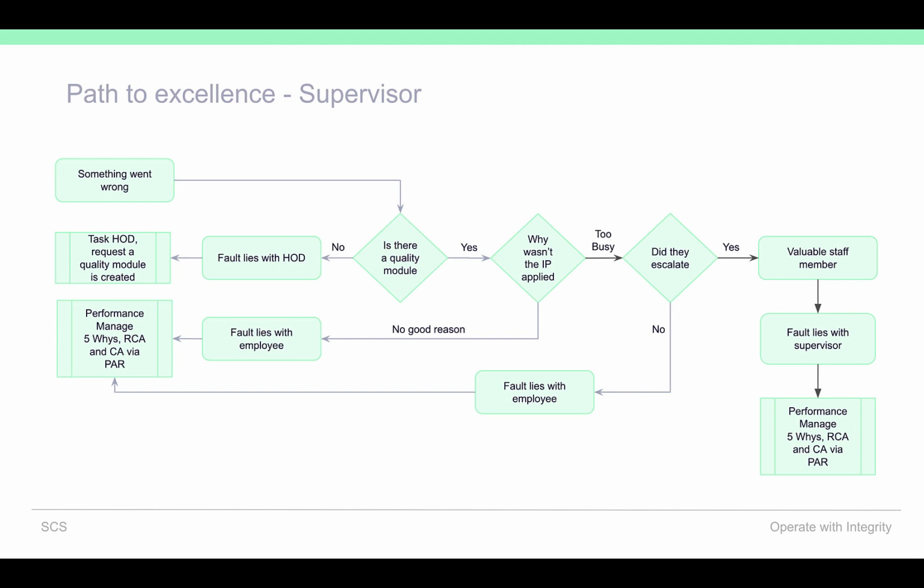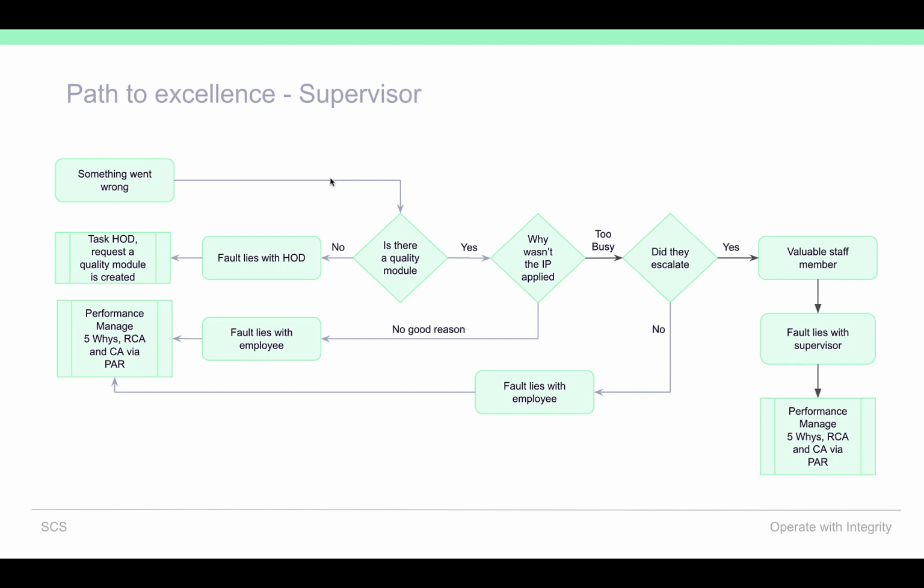They've done everything we've asked them to do. They're off the hook. The fault now lies with the supervisor. Something's happened at his level or her level and above, and that's what needs to be addressed. And so we want to start a performance management with the supervisor to find out what's gone wrong there through the 5 whys, do our root cause analysis, corrective action. We do this via the PAR. And that is how we achieve excellence.